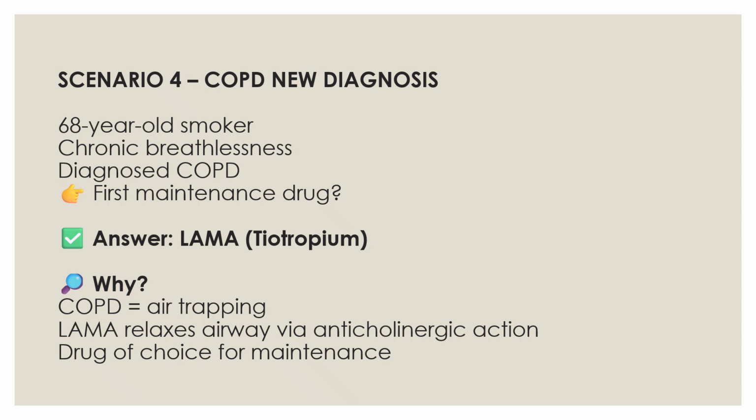Scenario 4, COPD, new diagnosis. A 68-year-old smoker, chronic breathlessness, diagnosed COPD, first maintenance drug. So the first line maintenance drug for COPD is LAMA, that is tiotropium. Why? Because COPD is a condition where air trapping is happening. LAMA relaxes the airway via anticholinergic action. Drug of choice for maintenance. Always remember, LAMA is the drug of choice for maintenance when the patient is diagnosed with COPD.